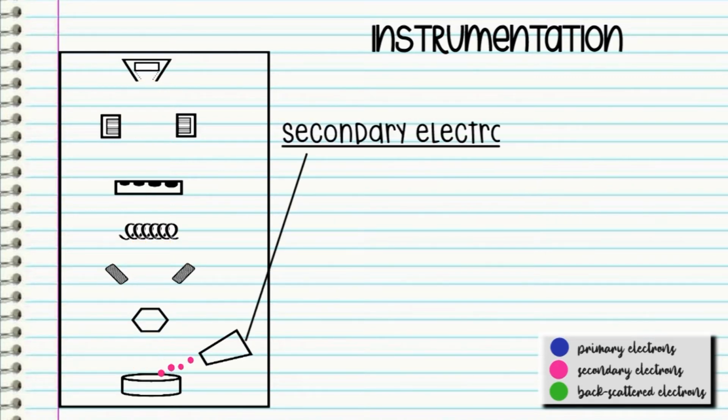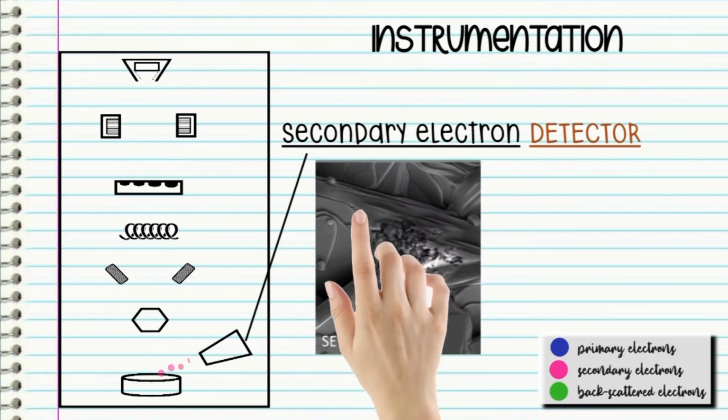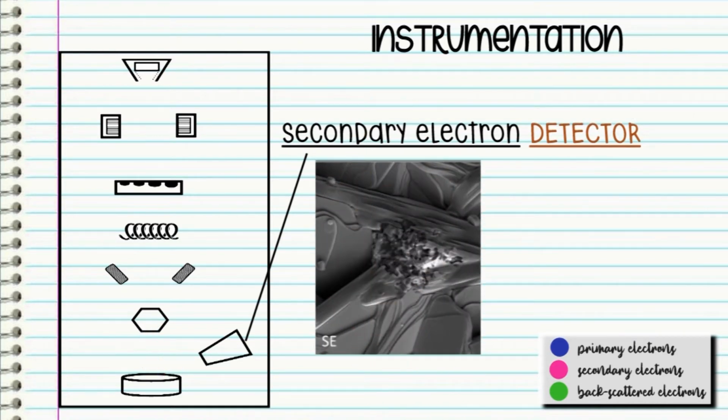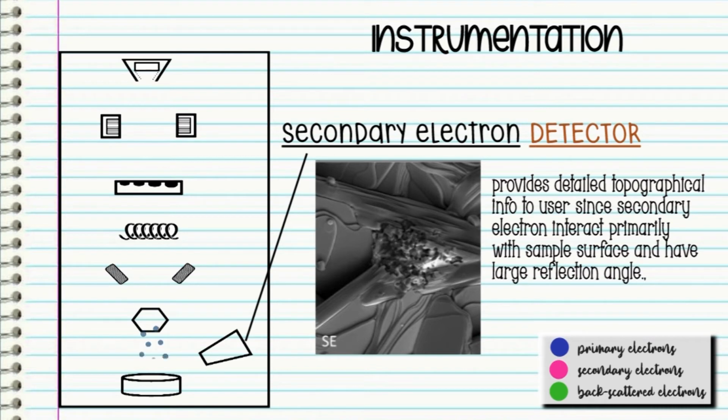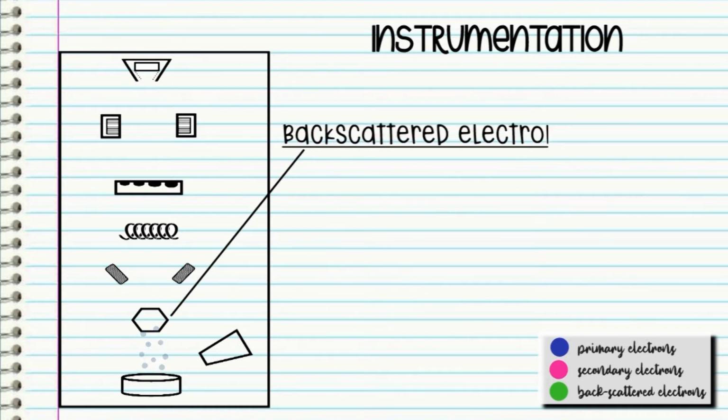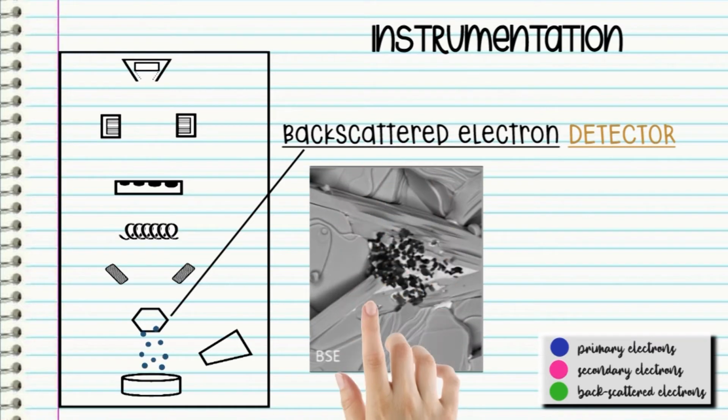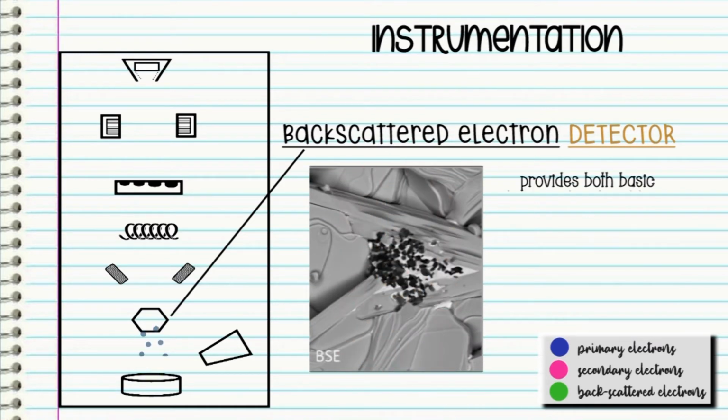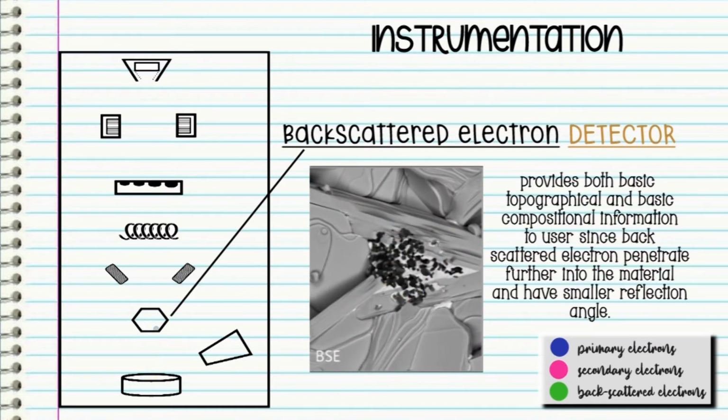The secondary electron detector provides detailed topographical information to the user since secondary electrons interact primarily with the sample surface and have a large reflection angle. The backscattered electron detector provides both basic topographical and basic compositional information to the user since backscattered electrons penetrate further into the material and have a smaller reflection angle.